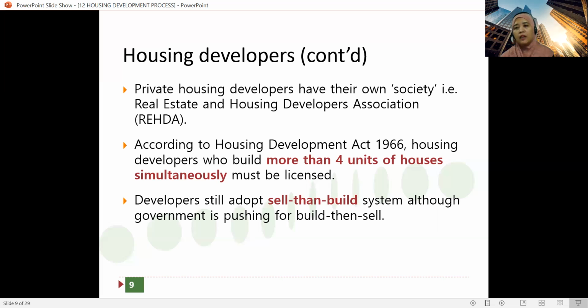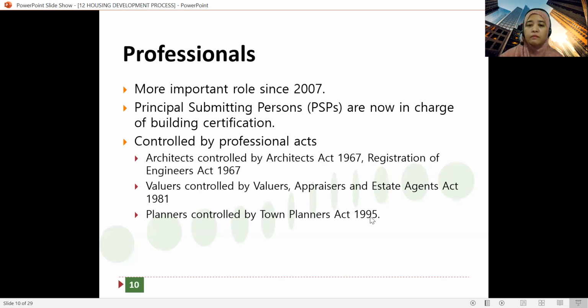So itu argument lah. Argument siapa? Biasanya developers. Because what they want to do is they want to obtain enough money upfront dulu, reduce their loans tu. Kan dia nak tahu, dia nak test bahawa ada buyers dulu, baru dia develop the land lah. Itulah sebenarnya reason dia why the developers prefer sell than build. Because the risk for them is lower compared to the build and sell.